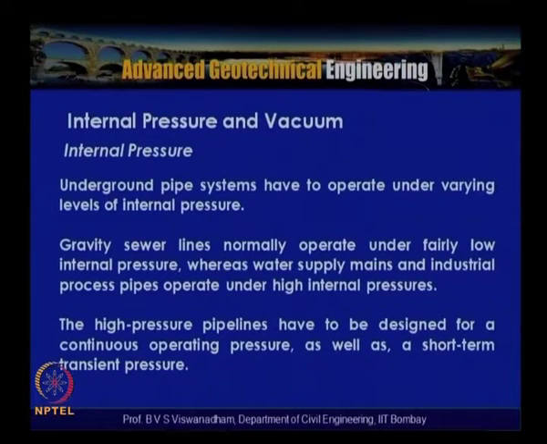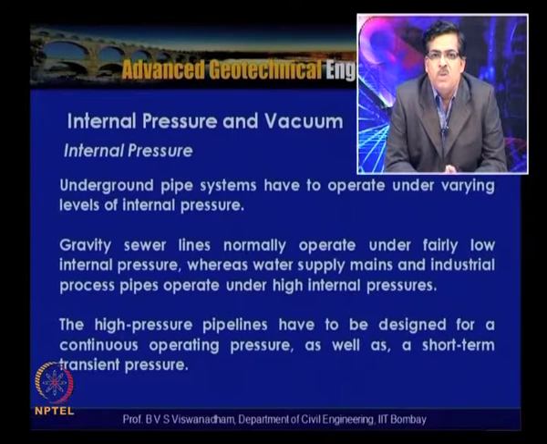Then another important loading consideration is internal pressure. Basically, underground or buried pipes fall into two categories: high pressure pipes and low pressure pipes. The underground pipe systems have to operate under varying levels of internal pressure. Gravity sewer lines normally operate at fairly low internal pressures, so they can be classified as low pressure pipes, whereas water supply mains and industrial process pipes operate under high internal pressures.